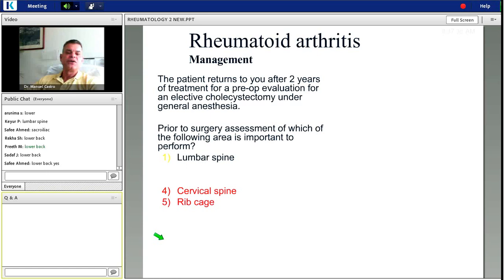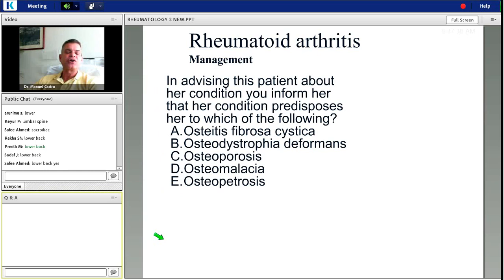Now, let's see here. In advising this patient about her condition, you inform her that her condition predisposes her to which of the following? Osteitis fibrosa cystica. In what condition do you see osteitis fibrosa cystica? Hyperparathyroidism, right? What about osteitis deformans, osteodystrophia deformans? In what condition do you see that? Yes, Denise, Paget's. So this patient doesn't have any of those, right?